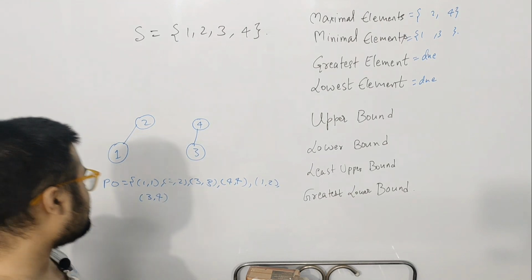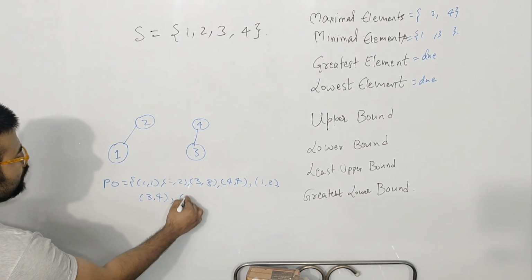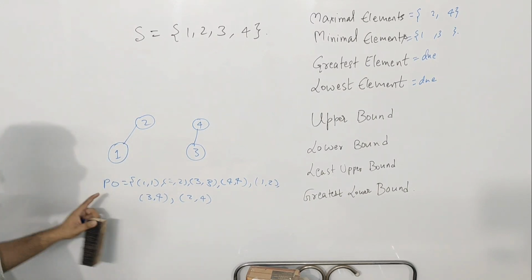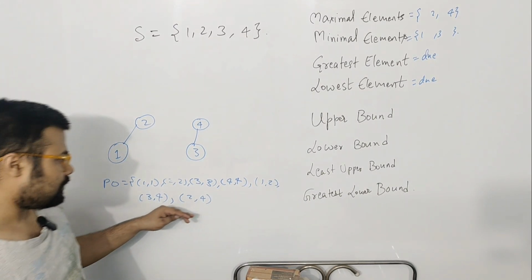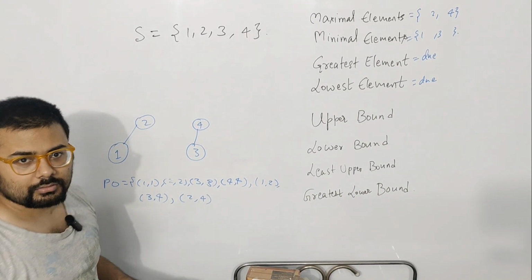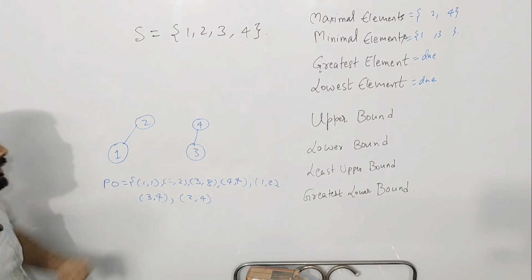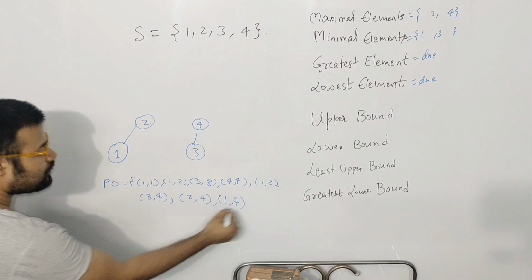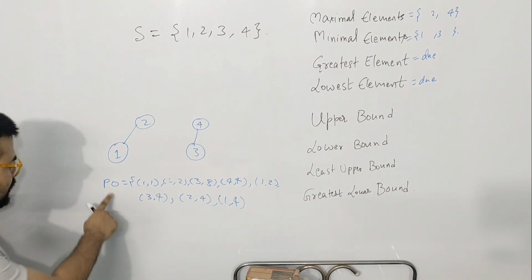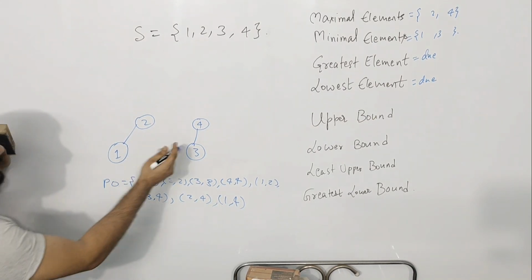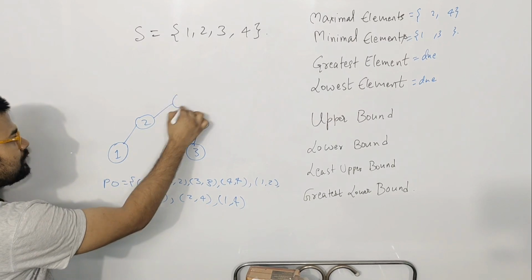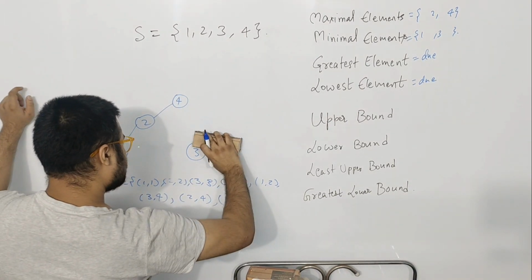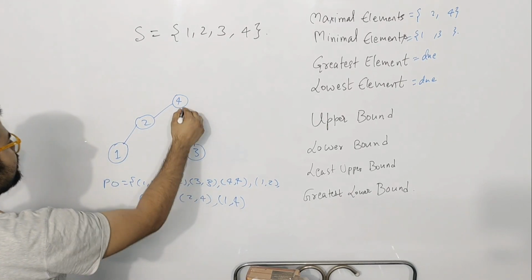Now, if I add an ordered pair, let's say 2 and 4, can I leave it here? I can't leave it here. Adding 2 and 4 means I have to add 1 and 4 also, because I have to take care of transitivity. I want this to remain a partial order. So if I add 2 and 4, then my Hasse diagram will be like this.